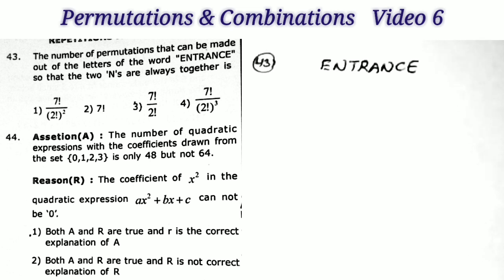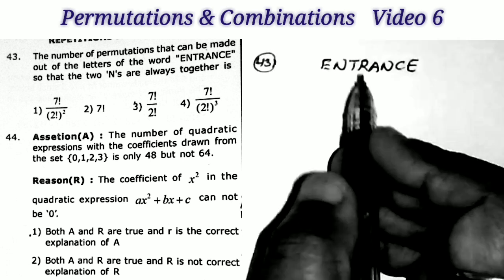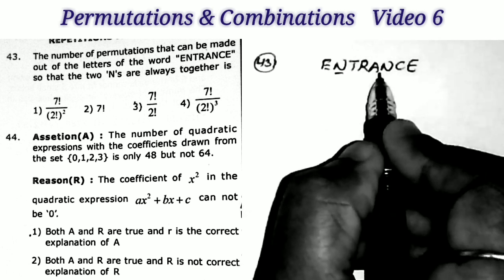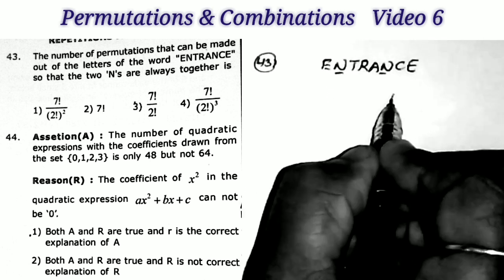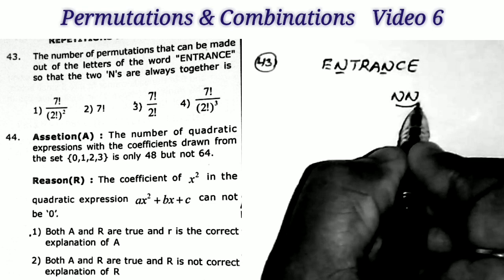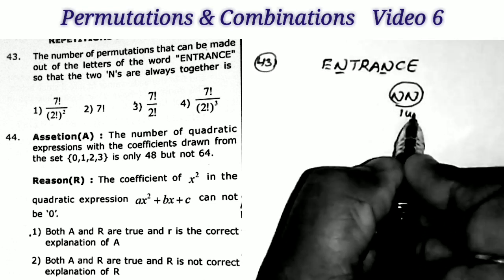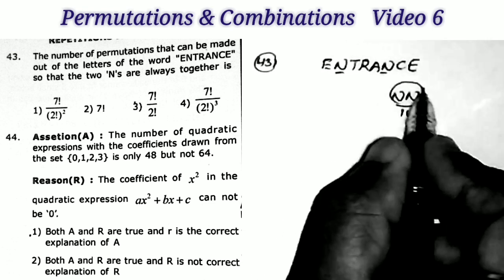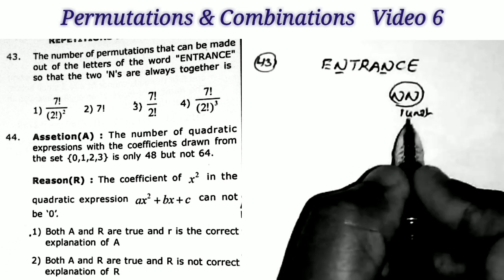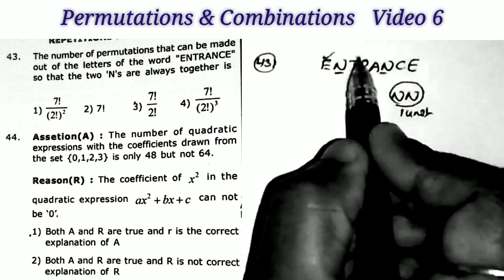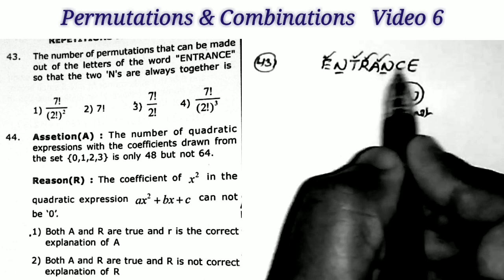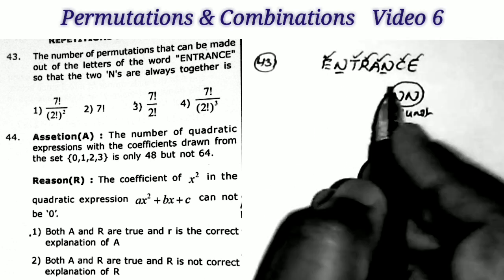The number of permutations that can be made out of the letters of the word entrance so that the two ends are always together. So, given that the condition is two ends are always together. Always together means we treat the two letters as one unit. What are the remaining letters? 1, 2, 3, 4, 5, 6. Total is equal to 8 here.